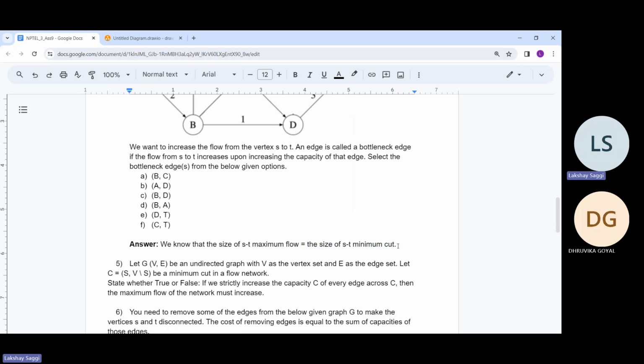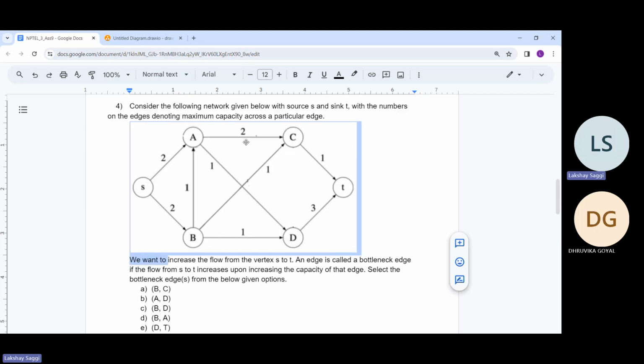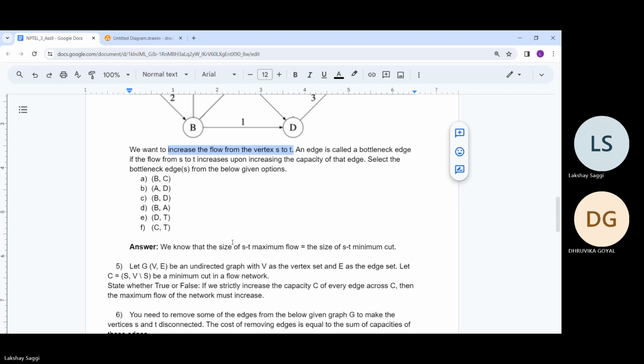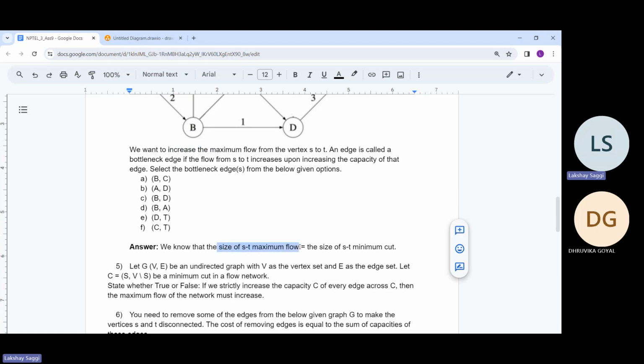What this actually means is that if we want to increase the size of maximum flow, which we want in this problem, we want to increase the flow from vertex S to T. So we want to increase the maximum flow. And since this is equal to the minimum cut, instead of increasing the maximum flow, we can just increase the minimum cut. And this should also give us the same answer. I hope what I'm saying is clear that size of ST maximum flow is equal to size of ST minimum cut.